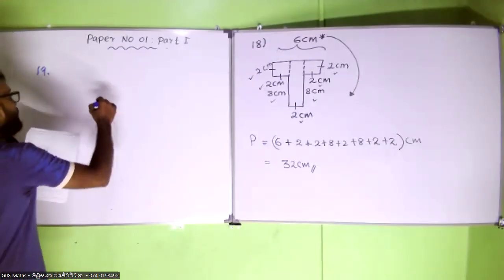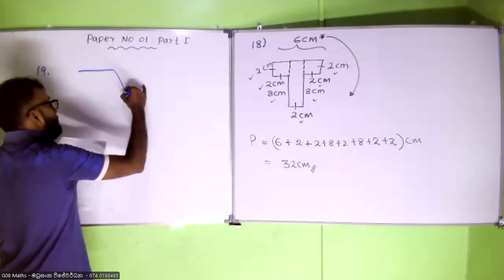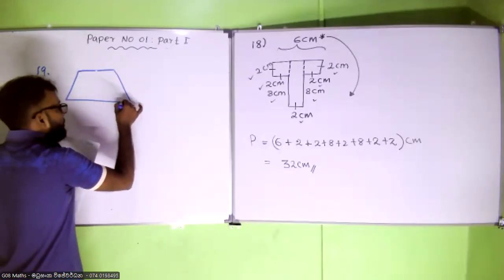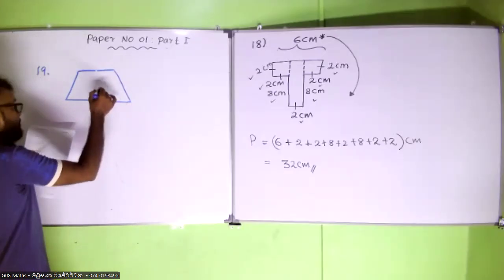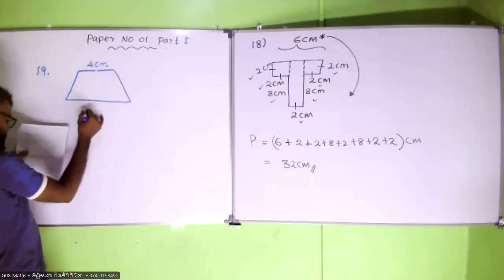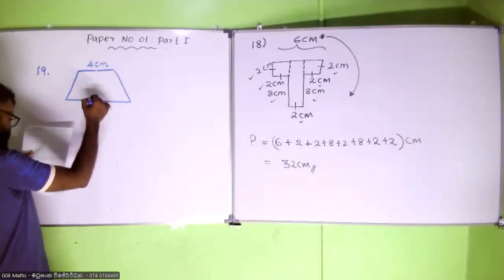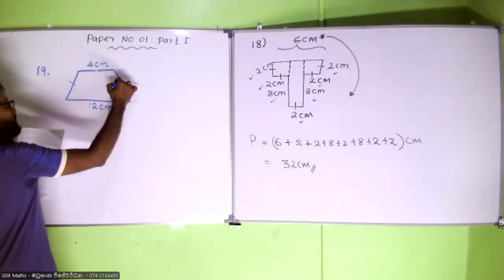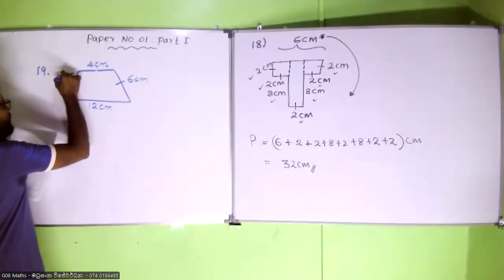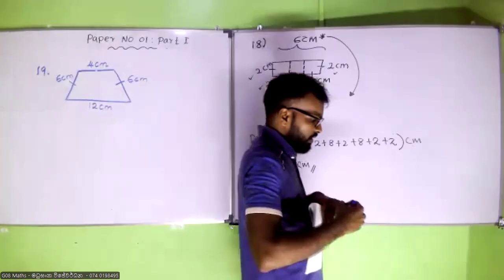Again, you have to find the perimeter of this figure. This length is 4 centimeters. Base is 12 centimeters. This side is 6 centimeters. What is the name of this figure? Can anyone tell me?